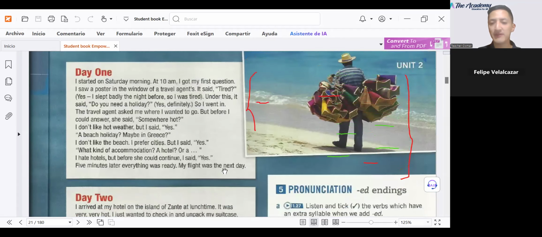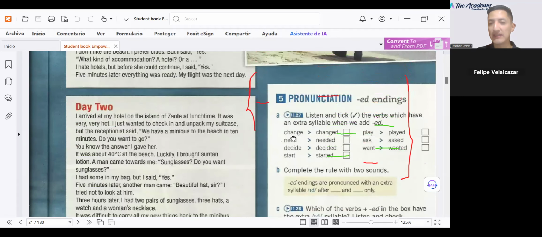Okay, so let me move on and let's carry on because there is something really important to know about the ED pronunciation. Okay, in Spanish, we are very used to say the E and to have a sound. For example, changeth, needeth. We're going to check in which cases we can say ED and in which cases no. Okay, focus on here. For example, change in present, changed in past. The E doesn't have a sound. Okay, we don't say changeth, just changed.